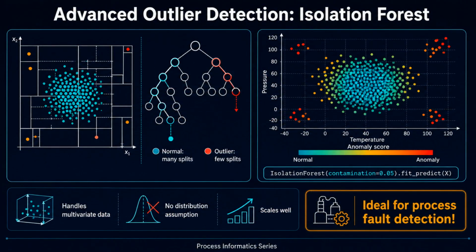Single variable outlier detection misses anomalies that only appear when considering multiple variables together. Isolation Forest excels at finding these multivariate outliers. The algorithm works by randomly partitioning the feature space. Outliers, being rare and different, get isolated quickly in few partitions, while normal points require many cuts to isolate. You set the contamination parameter to your expected outlier fraction. Isolation Forest handles high-dimensional data well, making it ideal for process monitoring.